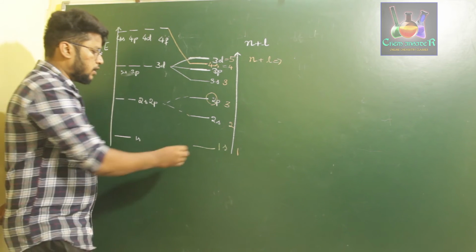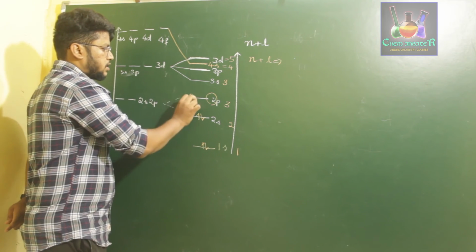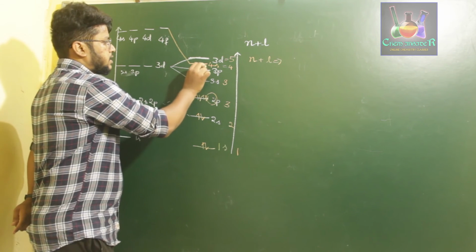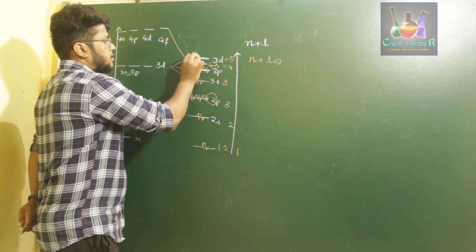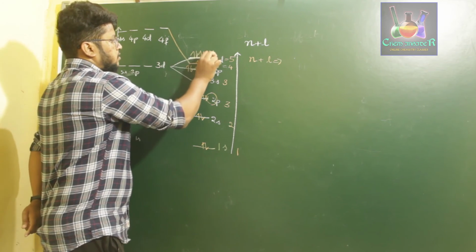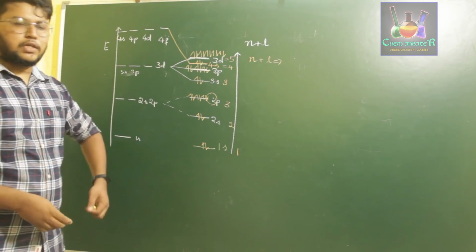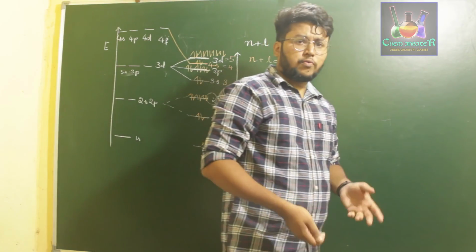Now if you fill the electrons, 1s gets 2 electrons, 2s gets 2 electrons, 2p gets 6 electrons, 3s gets 2, 3p gets 6, next 4s gets 2, 3d gets 10. So this is how we fill the electrons of a given orbital. You have to remember more than one thing.